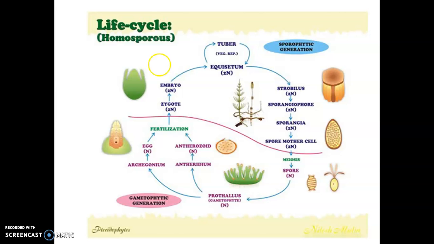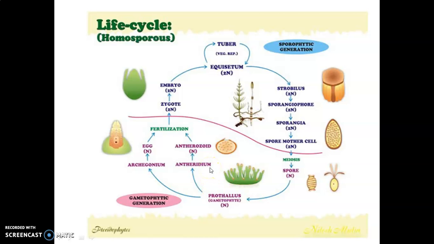In the majority of pteridophytes, all the spores are of similar kind. Such plants are known as homosporous plants. So this is the life cycle of a homosporous plant. Here you can see the produced archegonium and antheridium are both of the same size. Okay, then they fertilize and the zygote is produced, and again the sporophytic body will be produced, again the gametophytic thallus, prothallus, will be produced, and the process continuously happens.